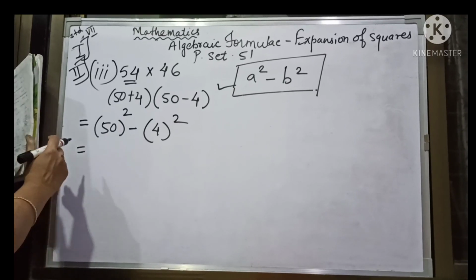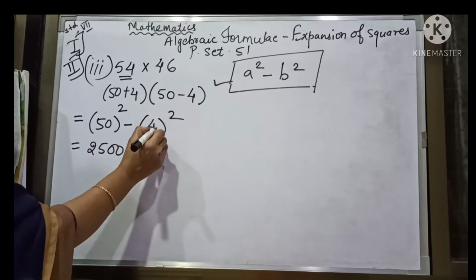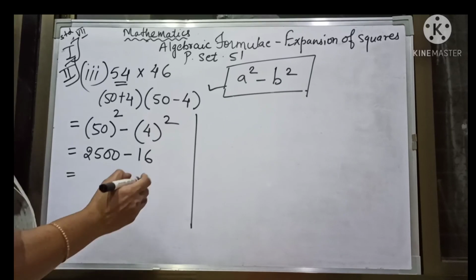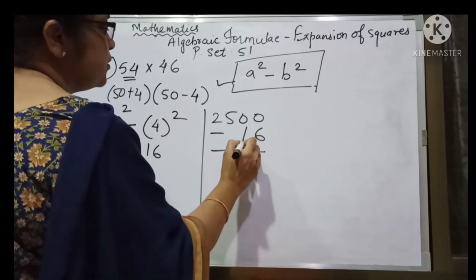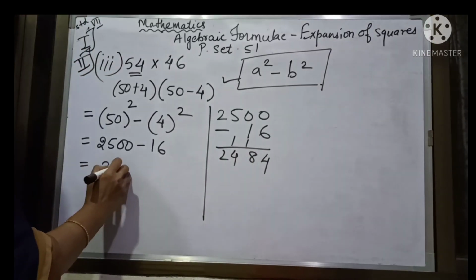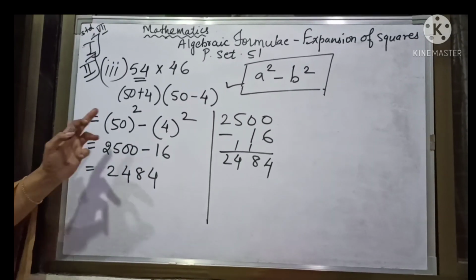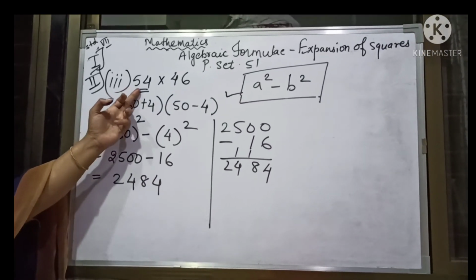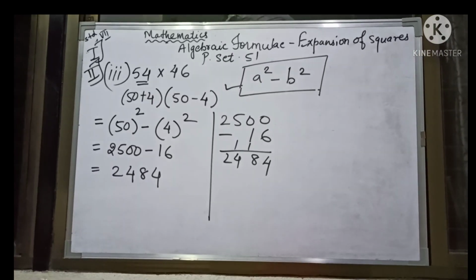So square of 50 is 2500, and square of 4 is 16. So find out the subtraction: 2500 minus 16. So the answer is 2484. So using the formula a square minus b square, we have found the value of the product 54 into 46. In this way we have completed practice set 51.